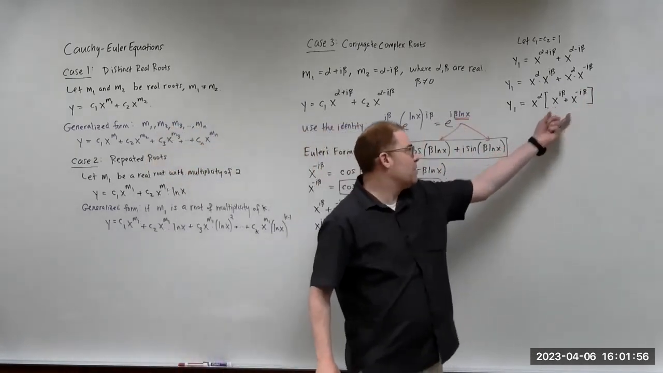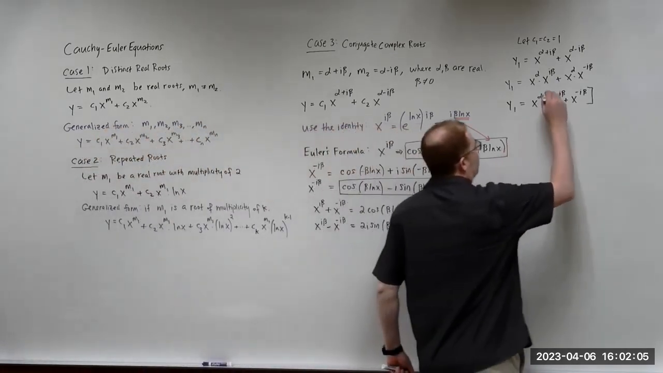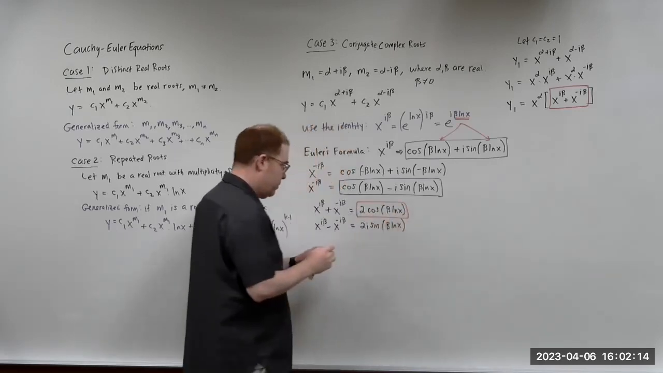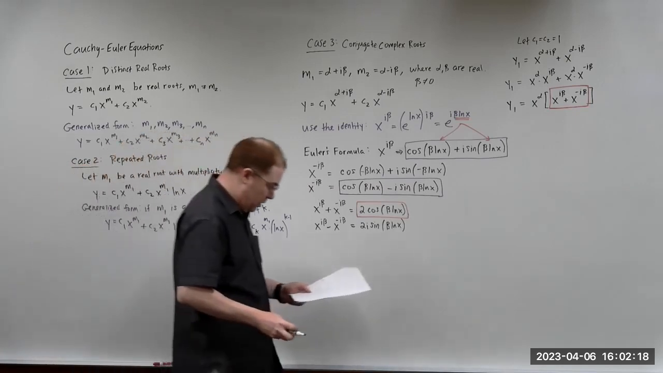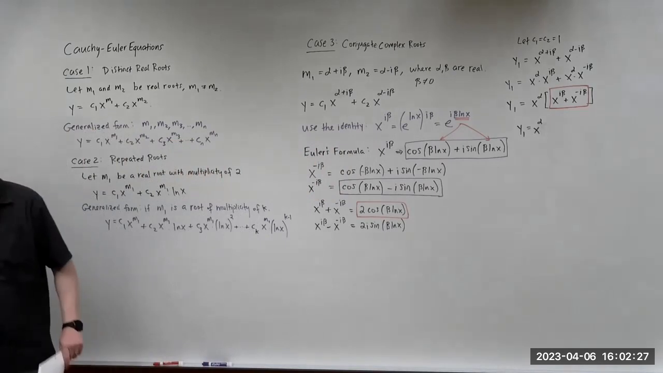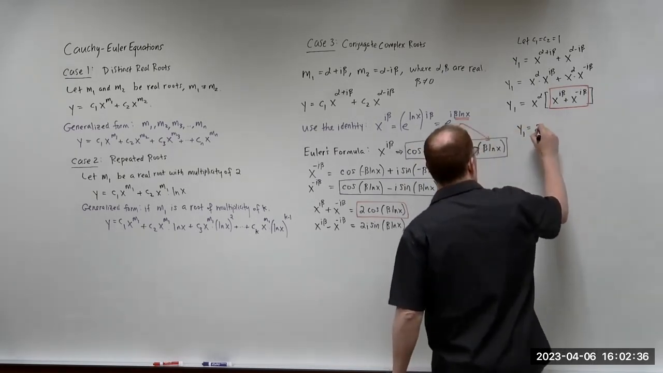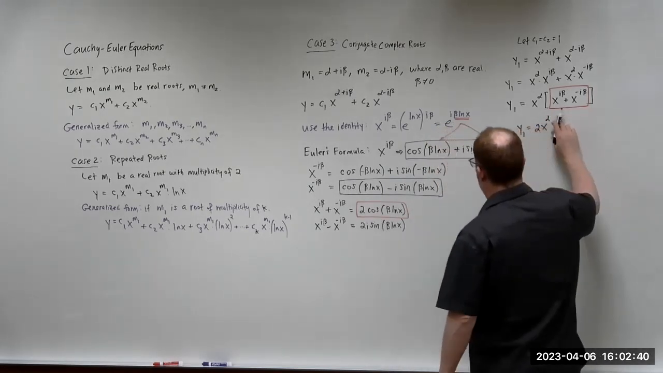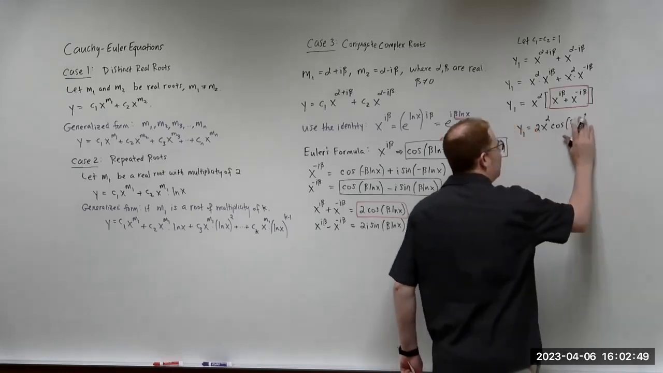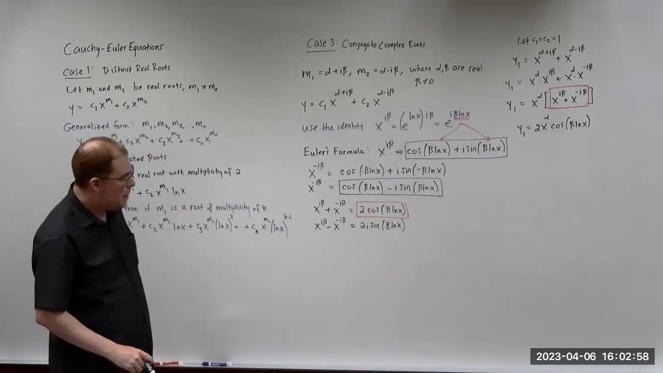We have, sorry, this one, we have this, right? So we can replace that with this, okay? So this part is going to get replaced with this. Okay, let's see here. So we have y1. So x to the alpha times 2. I'll just put the 2 in front, 2 times x to the alpha. I'm just plugging that into there. And then we have cosine of beta natural log x. Okay, so there's y1.